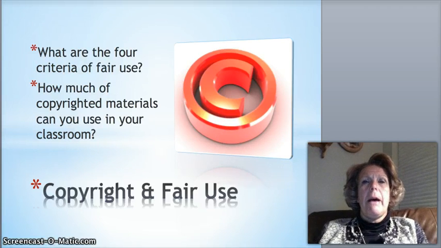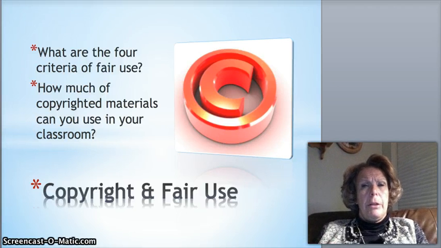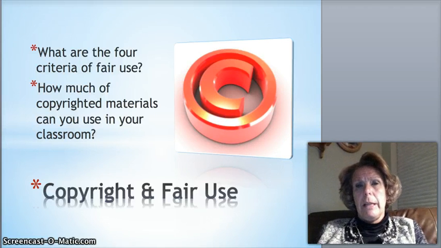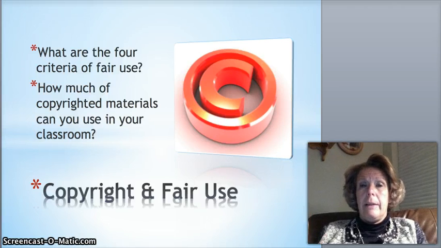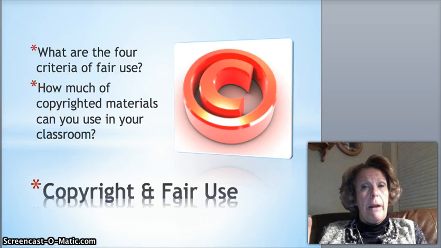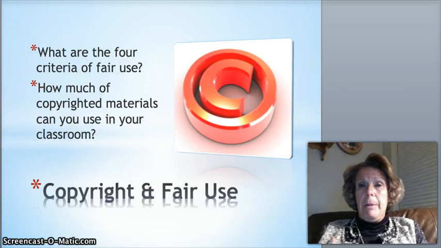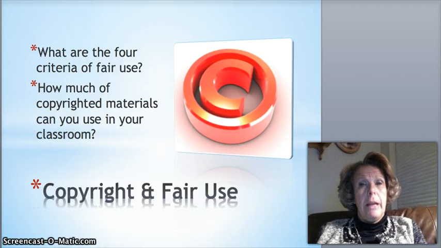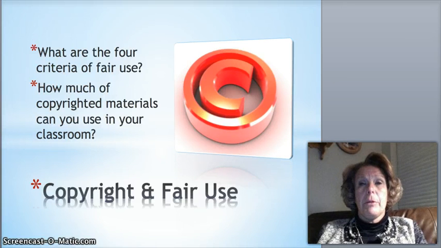And then a little bit about how much copyrighted material you can use, especially with technology: how much printed, how much video, how much music. Again, I like to think of it glass half full rather than half empty. We maybe wouldn't be able to use any of it, but because we have fair use and copyright, we can use some. Let's just know what percentage we can use.